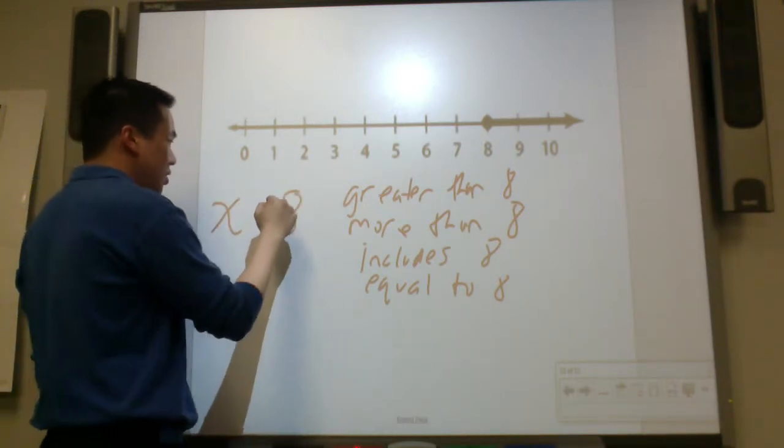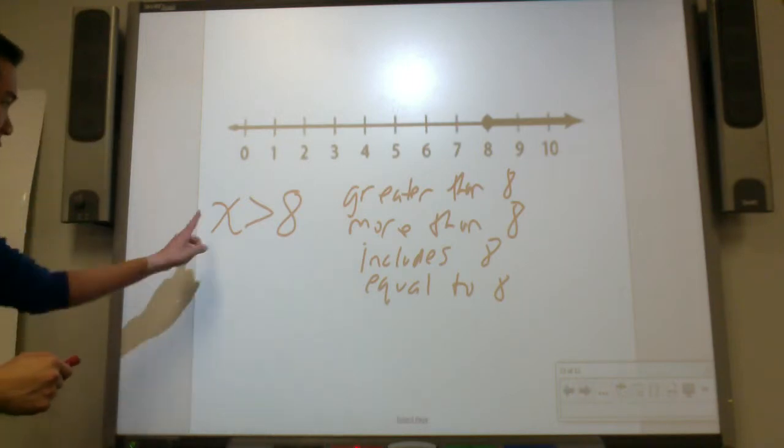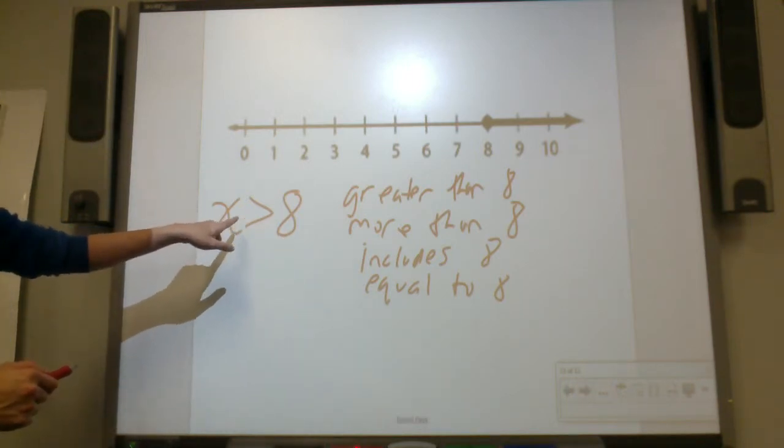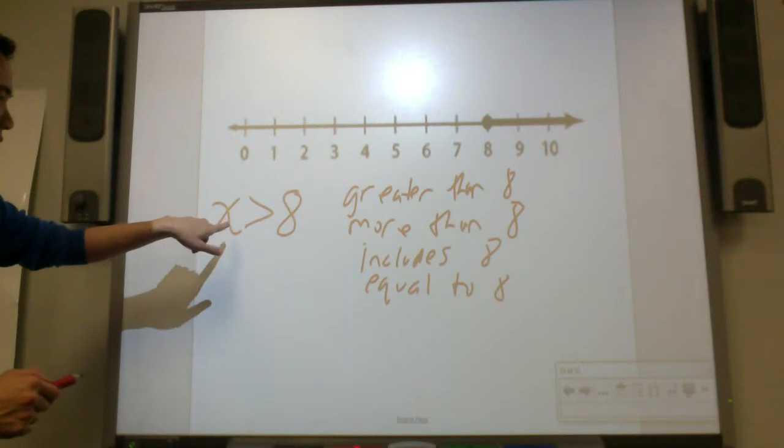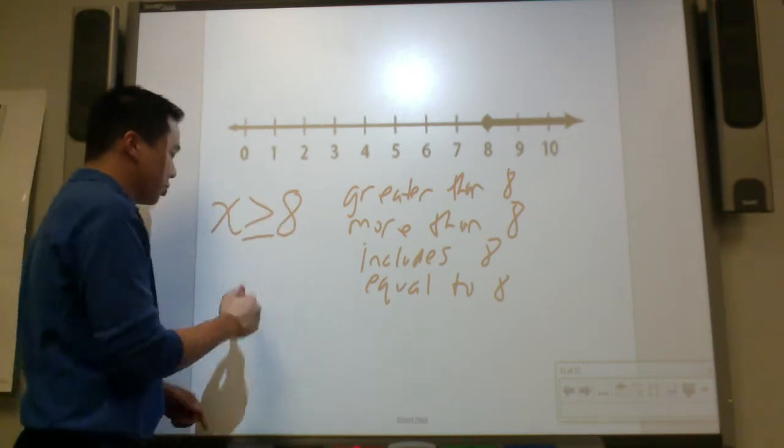So how would I write this as an inequality? X is greater than or equal to 8. Because what numbers are greater than 8? Will 9 go in this? Yes. Will 10? 10 is greater than 8, and 8 is equal to it.